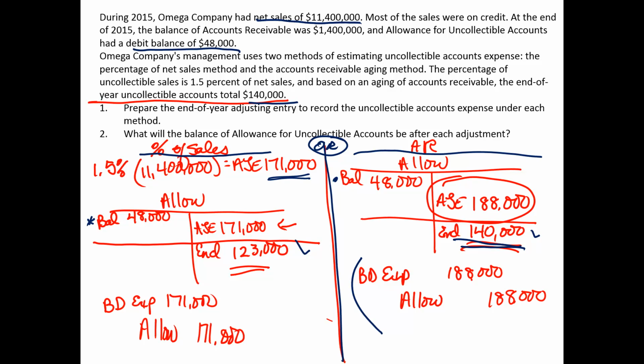So will the balance in the allowance account be the same or different? Well, again, it depends on the approach you use as to what the ending balance is going to be. The next video is all about how you accomplish the aging process. And it's very similar to your homework. So see you soon.